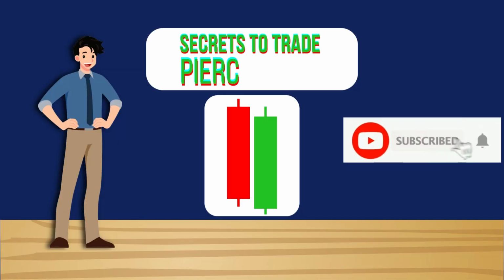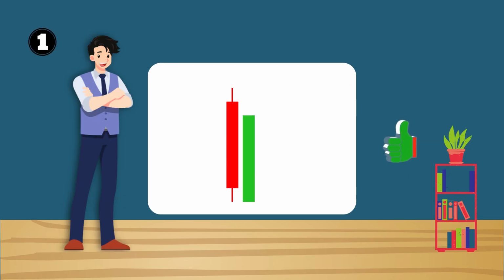Friends, piercing line pattern has some secrets. In piercing line pattern, bullish Marubozu candlestick can be without wicks. Piercing line pattern is valid even if bullish Marubozu candlestick is without wicks. In piercing line pattern, bearish Marubozu candlestick can also be without wicks. Piercing line pattern is valid even if bearish Marubozu candlestick is without wicks too. In piercing line pattern, the size of bullish Marubozu candlestick's wick can be larger than bearish Marubozu candlestick.